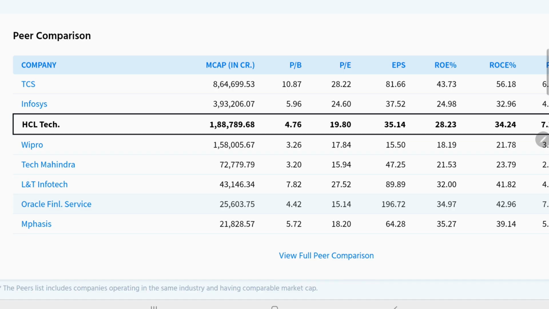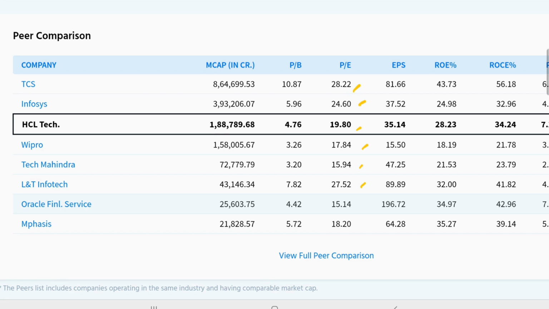So here now we are seeing the peer comparison. It has all the IT companies and is showing the P by E ratio and all. If you are seeing TCS, it is showing 28 and Infosys 24, and HCL Technologies, which is highlighted, 19.8, Wipro 17.84, Tech Mahindra 15.94, L&T Infotech 27.52. So these are the different kinds of P by E ratios which its peers have. So our conclusion is, there are higher P by E ratios and lesser P by E ratios, and HCL Technologies is neither low nor high.